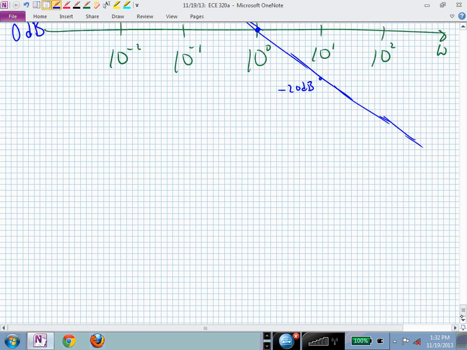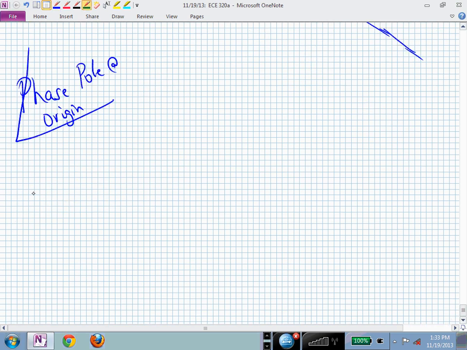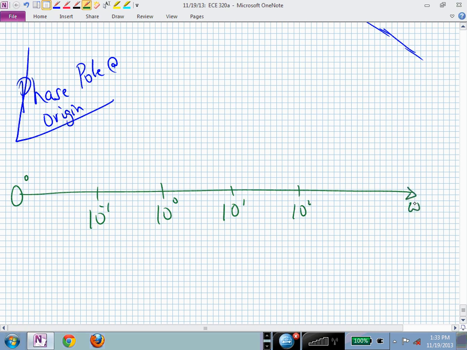Now, what's the phase of this? Pole at the origin. Here's 0 degrees. Here's 10 to the 0. Boy, I'm really messing with these left and right shifts on these frequencies. You would keep all of these in the same vertical direction. Your omega equal to 1 would always be lined up, and then you could start adding all of these terms together.